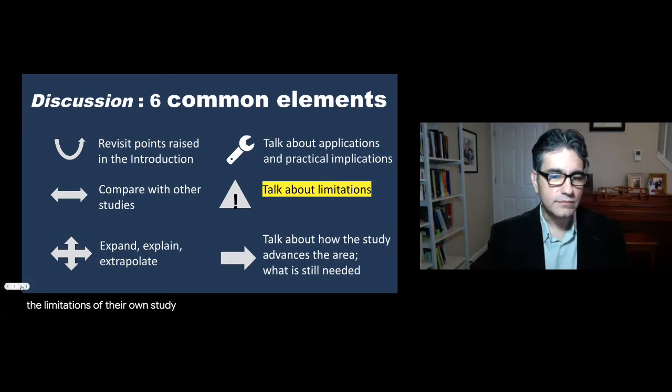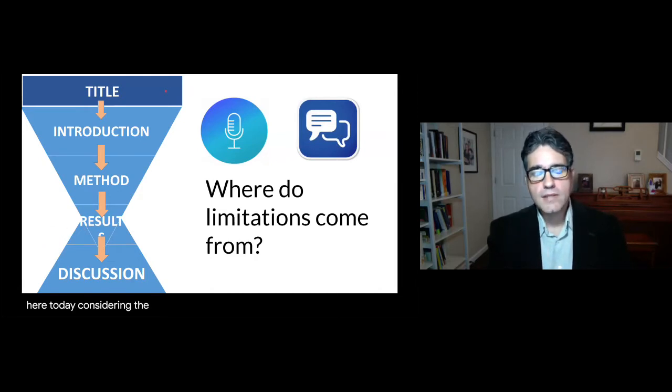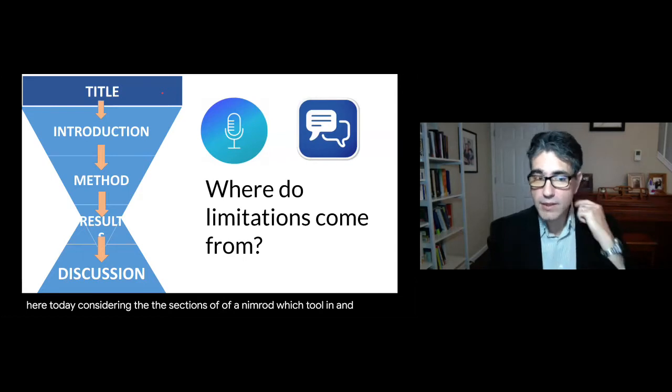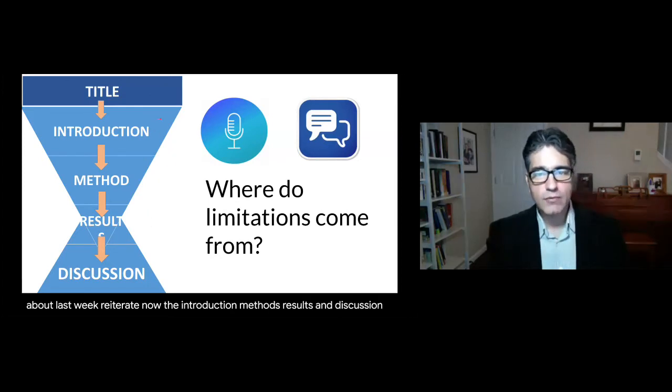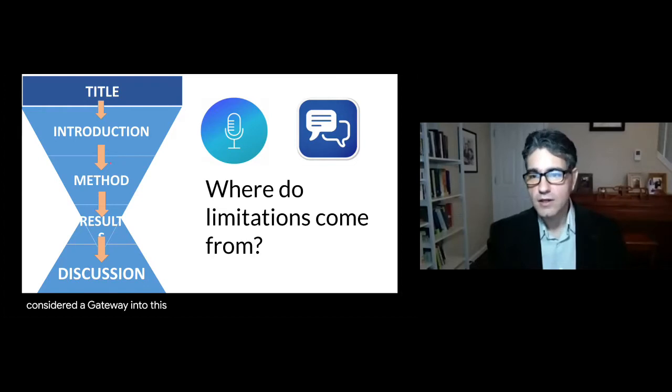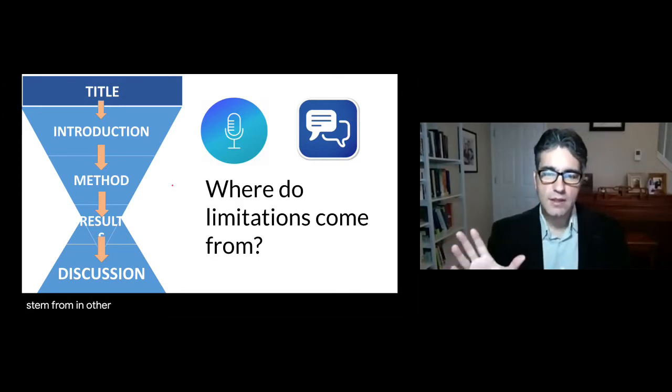Okay. So let me ask you this. Considering the sections of an IMRAD, which Talinn and I talked about last week, and we'll reiterate now, the introduction, method, result, and discussion, and reiterating that the title should be considered a gateway into this interconnected structure. Where do limitations stem from? In other words, when you talk about limitations, what are you talking about?